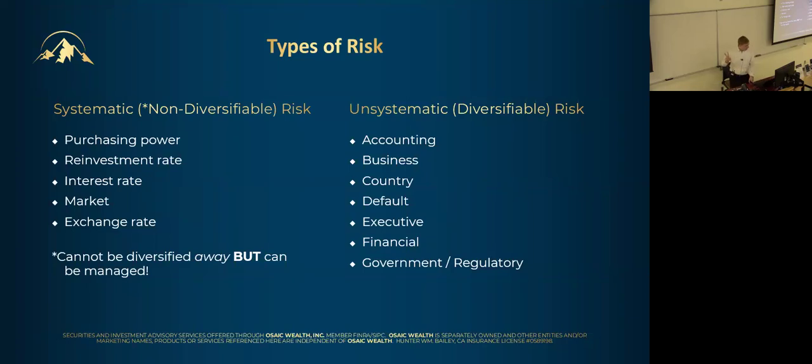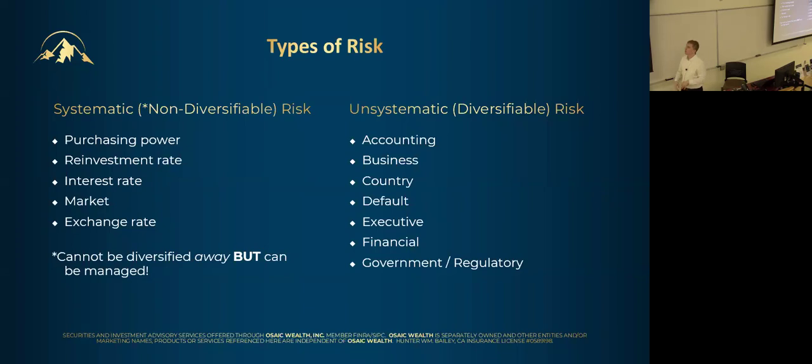There's two main types of risk, one being systematic, which is something you can't diversify away from, and one being unsystematic, which is one you can diversify away from. That company risk would be considered unsystematic risk, versus that market risk would be our systematic risk. So unsystematic risks are things like accounting, business, country, default, executive, like all these different things that a single company or a single bond or a single investment or a single country could face.